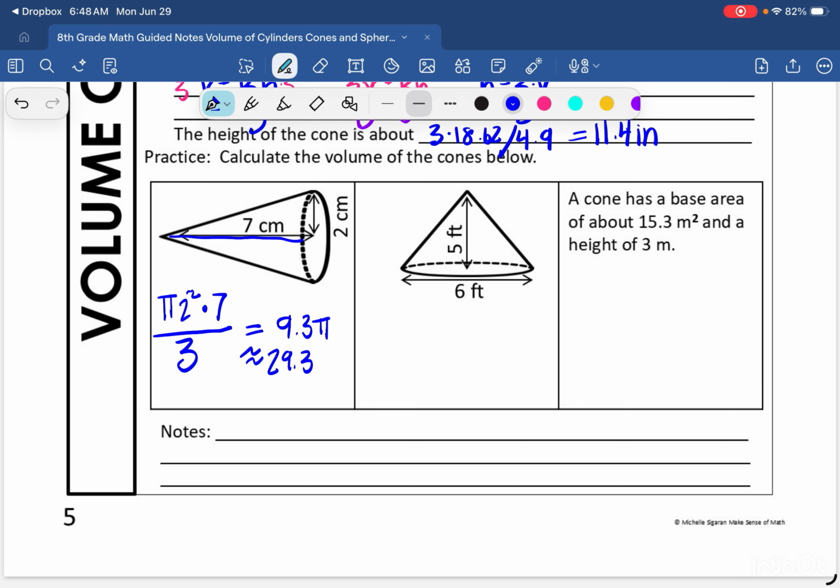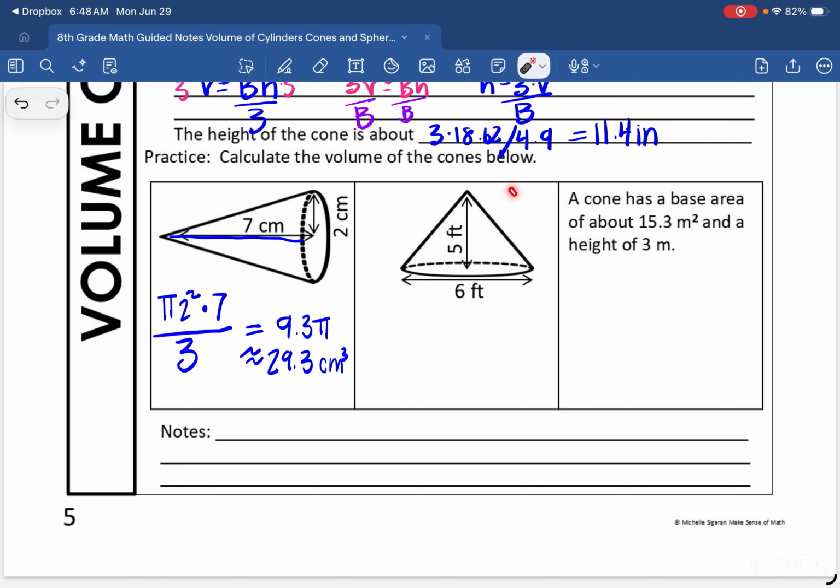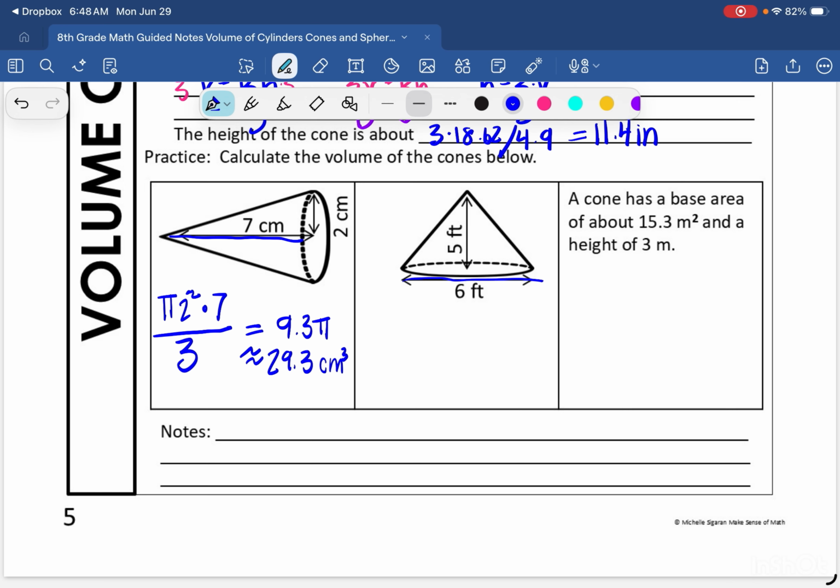29.3 centimeters cubed. Looking at this cone here in the middle, I notice that it gives me the length of the diameter, so the radius will be 3. My formula, pi times my radius 3 squared times the height, which is 5, divided by 3. That gives me an exact answer of 15 pi, which is approximately 47.1 feet squared.